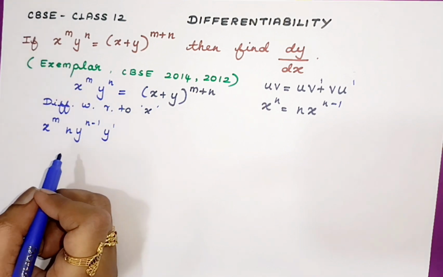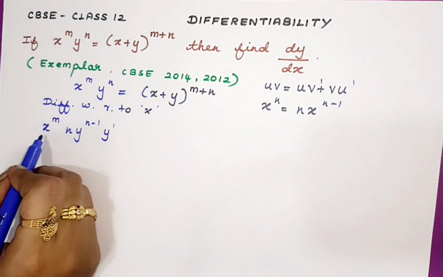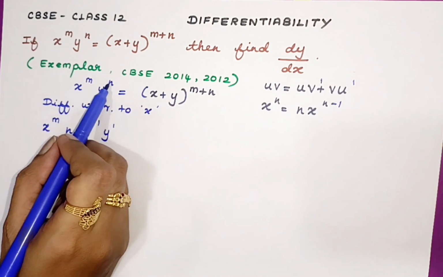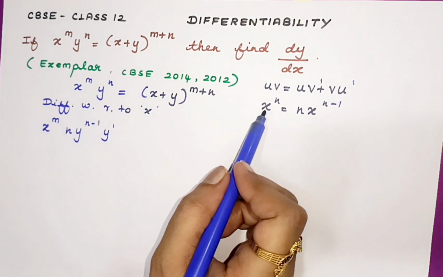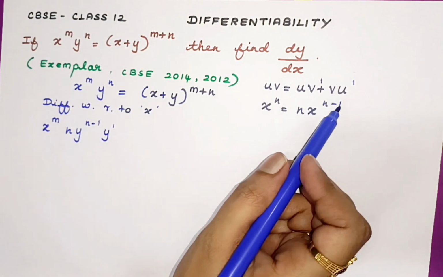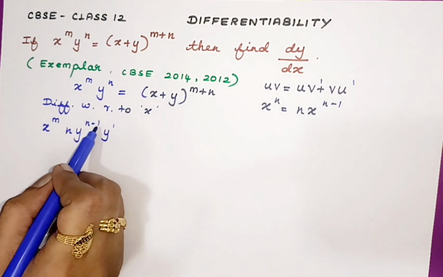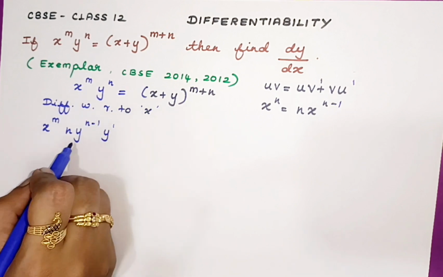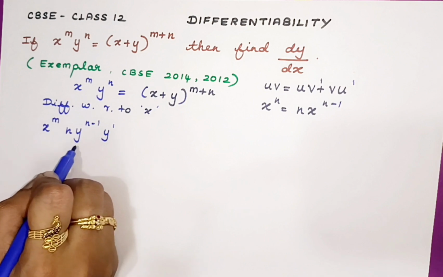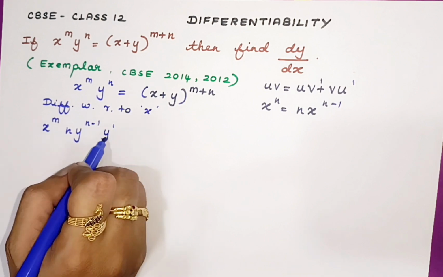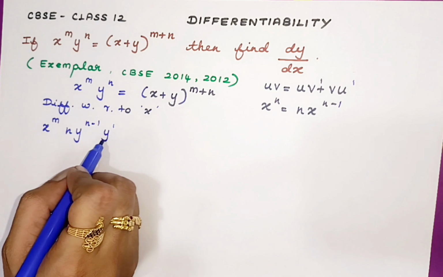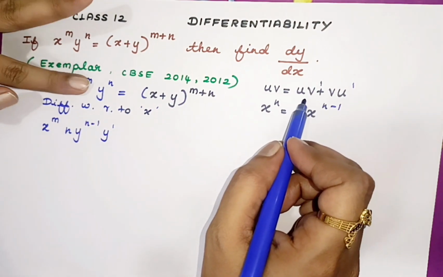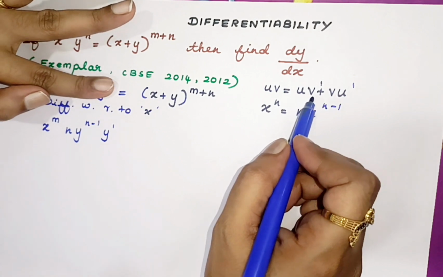Is that clear, students? First of all, we have kept this x^m constant. We have differentiated this y^n. That means, just imagine n into x^(n-1); here it is n into y^(n-1). That's all. But we have to differentiate with respect to x alone, and we have differentiated y, so we have to add this y' adjacent to this term. Then we have completed uv'. That is, u we have kept constant and this we have differentiated.